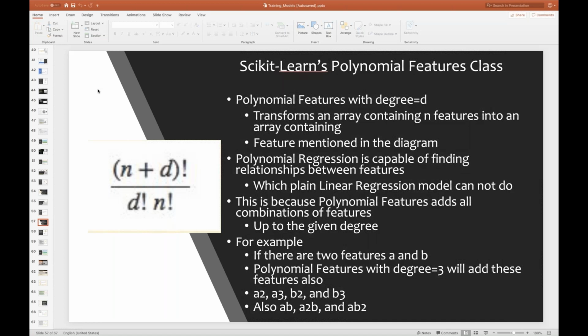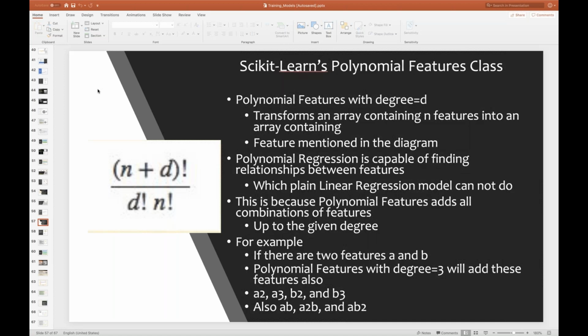Okay, now polynomial regression is capable of finding the relationship between the features. Very good, simple statement. The plain regression model cannot do this, because you are working one step ahead of linear regression. If there is a linear relationship, only then do you use linear regression. If you're working on nonlinear data and still want to find the relationship, you need polynomial regression, so it can find relationships for you.